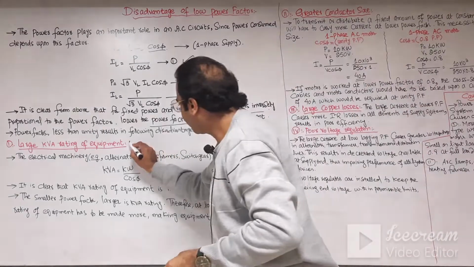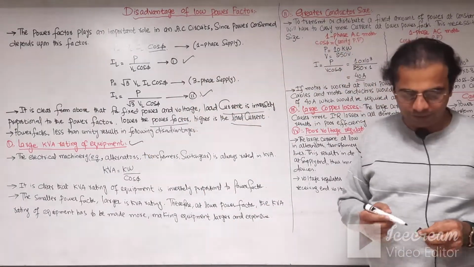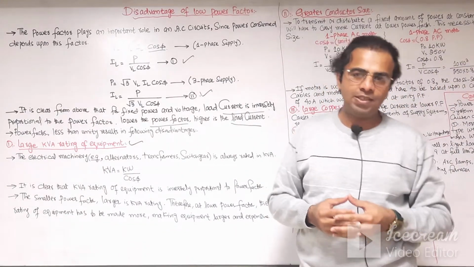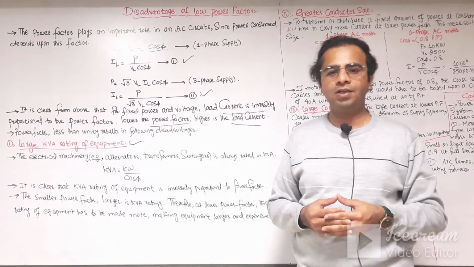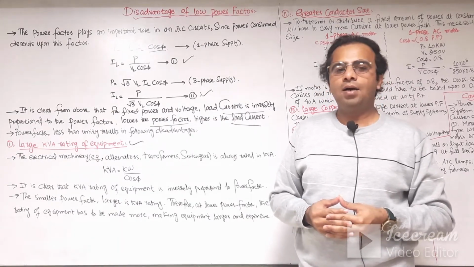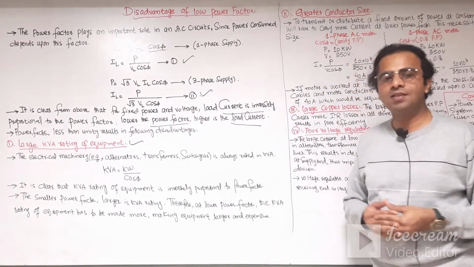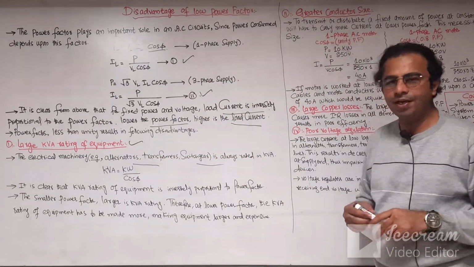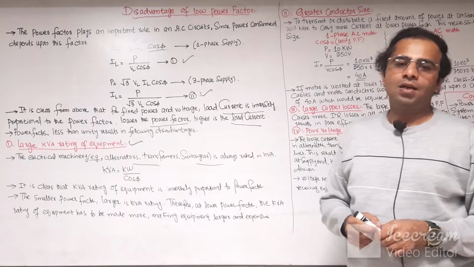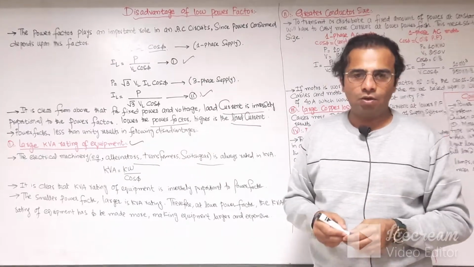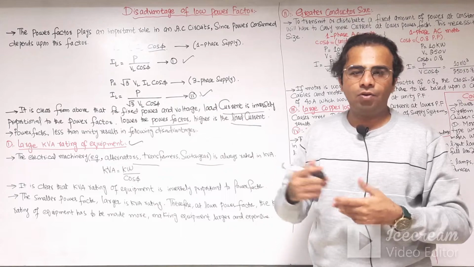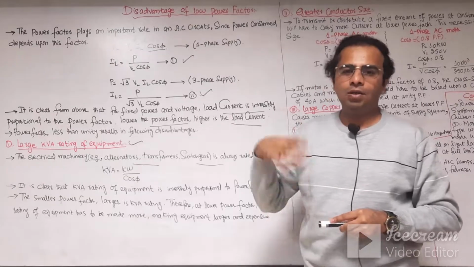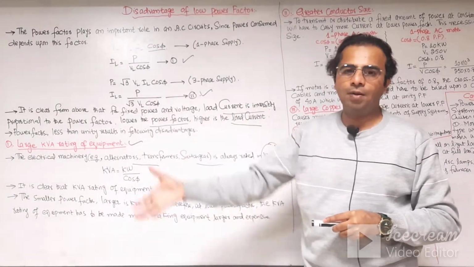Number one is the large kVA rating of the equipment. As we know, all electrical machines, alternators, synchronous machines, induction machines and transformers are designed on the basis of the apparent power. Electrical machinery, alternators, transformers and switchgear are always rated in kVA. Why kVA? Because the power factor of the load is unknown. We don't know which type of load we are going to connect with the electrical machines, so the power factor depends upon the load.